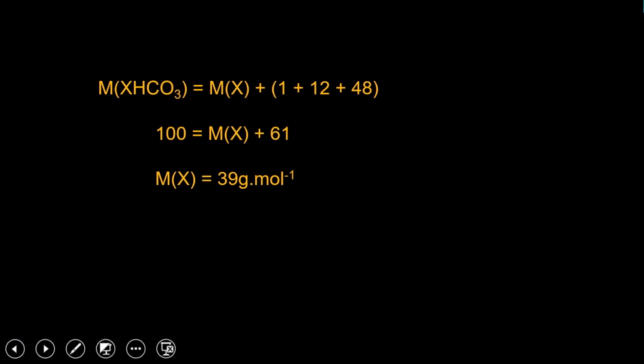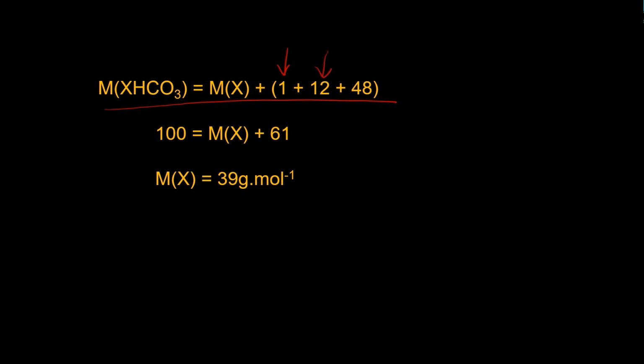Now we've got to find out what is the X, just the X. So we are going to calculate the molecular mass of the rest of this thing. We get from our periodic table the 1, the 12 for carbon, the 48, which is 16 times 3, and we find out that the rest of that molecule or substance is 61. If we work that around, we end up with a mass for X of 39 grams per mole. And if we check our periodic table, we will find that that is the atomic mass of potassium, and we have solved our problem.